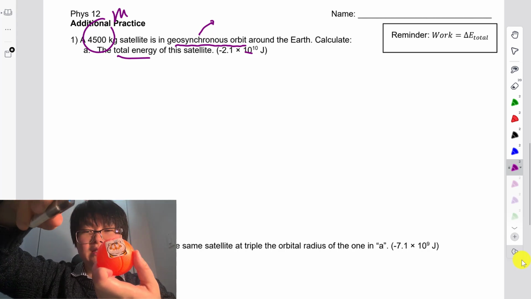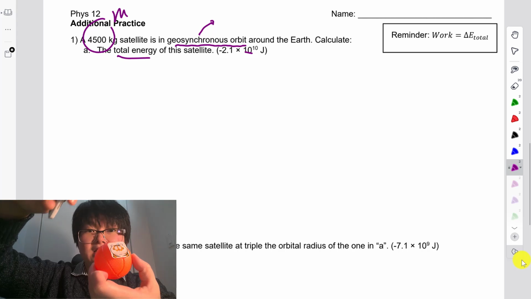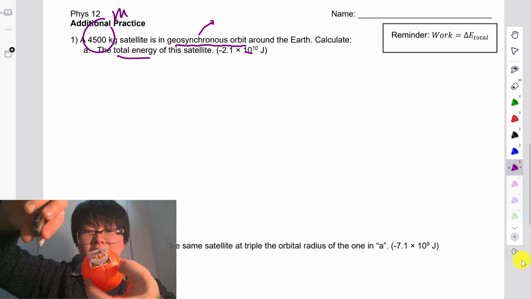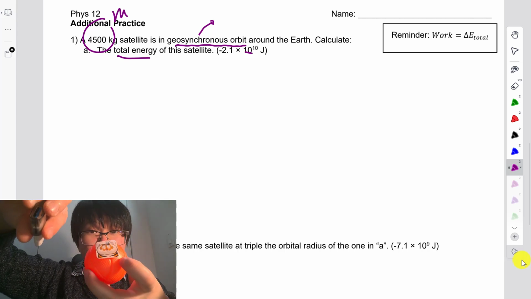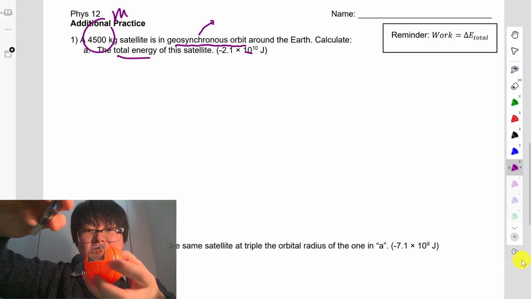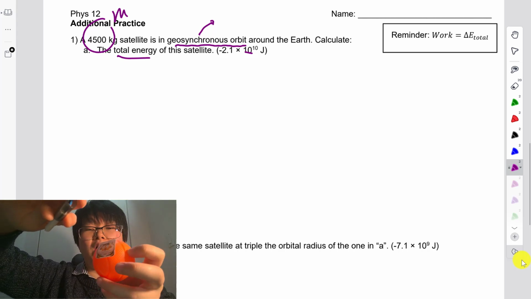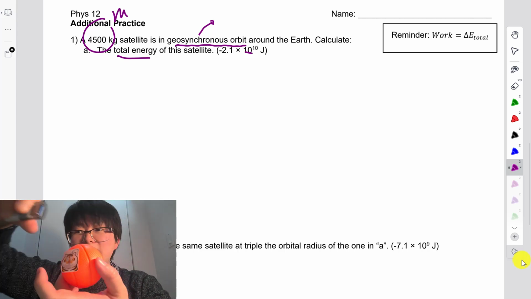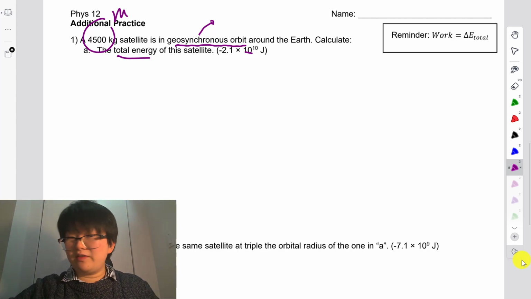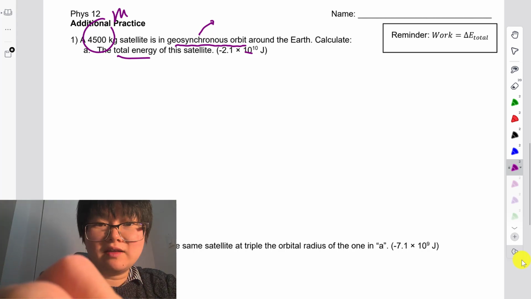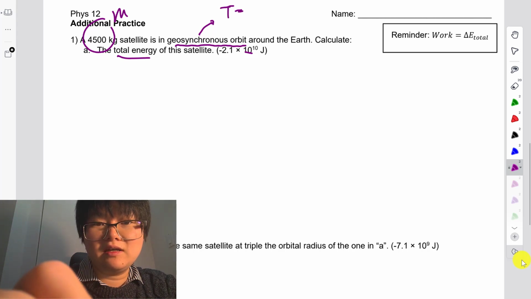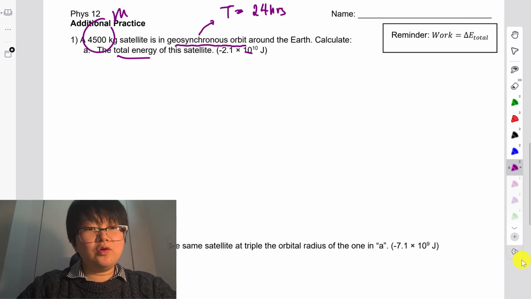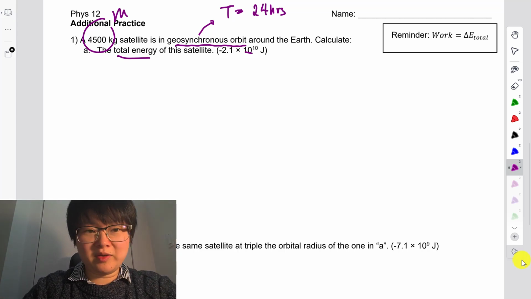Which means that in order for this satellite to make one complete orbit around the Earth, its orbital period has to be 24 hours, which is one day, the time it takes for the Earth to make one complete rotation around its axis. So that tells us that the period T is 24 hours. That's an important piece of information.